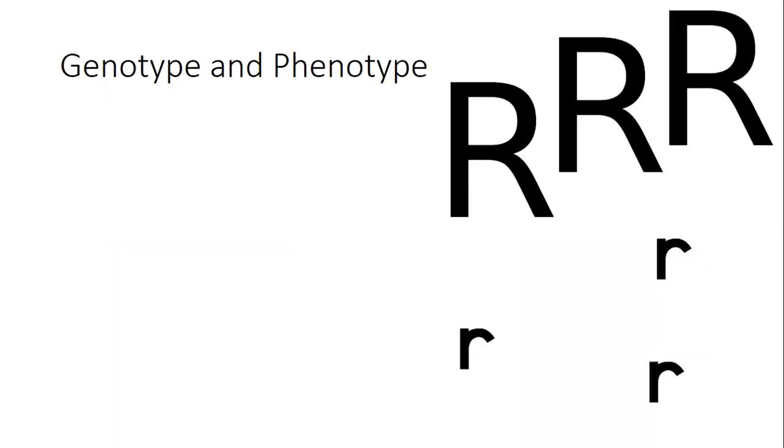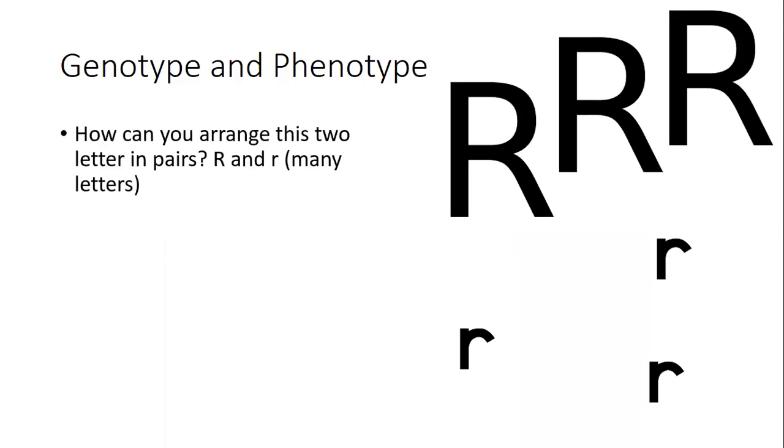Next is genotype and phenotype. How can you arrange these two letters in pairs, R and R? There are capital R and small r. How can you arrange them? Capital R with capital R, capital R with small r. Is there any other way? No. So R and r are for rolling and non-rolling.